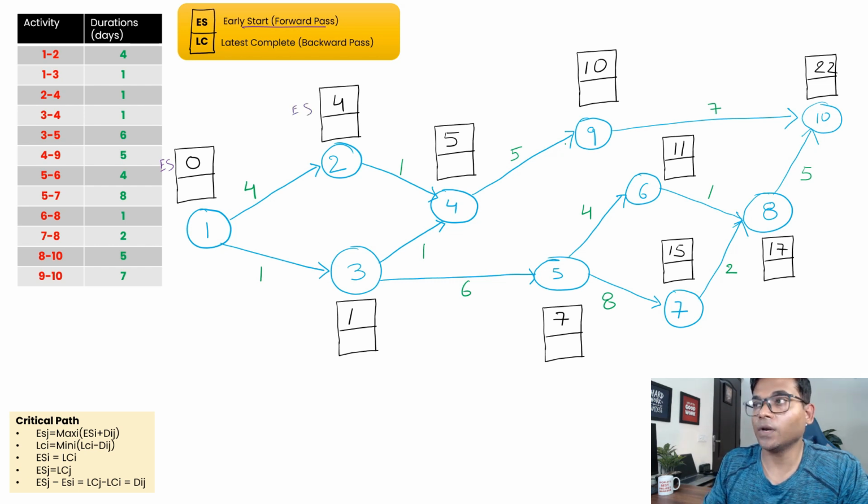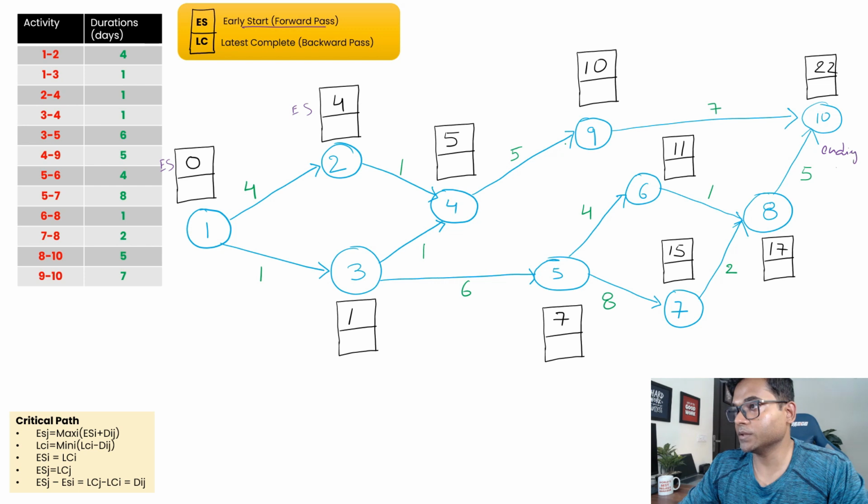Now let's calculate for late completion, right? Now for late completion, 10 is your ending node, right? Remember, this is your ending node. So for the ending node, your ES is basically equal to your late completion, which basically means late completion for the backward pass for the ending node is 22.